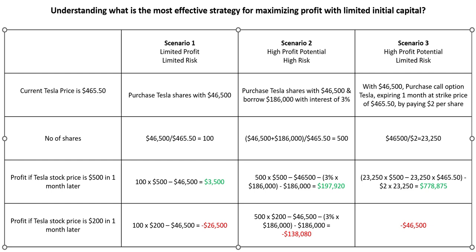Now, scenario 3, using derivatives like the call options allows us to multiply the profit very significantly without the need to have more capital. And also, additionally, the loss is always capped at the capital you had. So, you cannot lose more than you had. So, the most effective strategy for maximizing profit with limited initial capital will be scenario 3. And that is the reason why, with limited capital, it is more wise to use options.